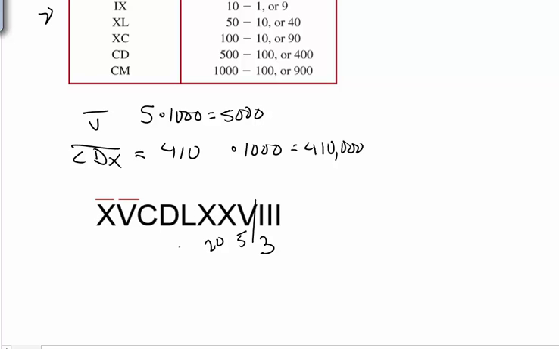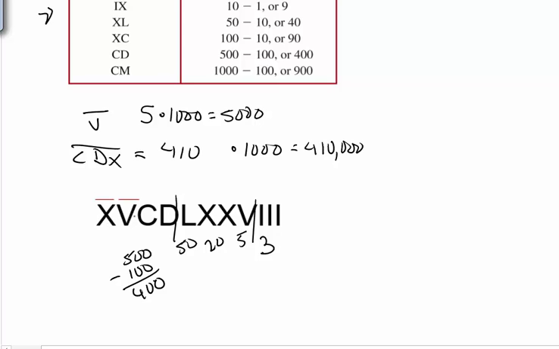The L would be another 50. Let's see, and then I see a C and a D. The D would represent 500, but with the C in front of it, that means we're subtracting off 100, so that means 400.